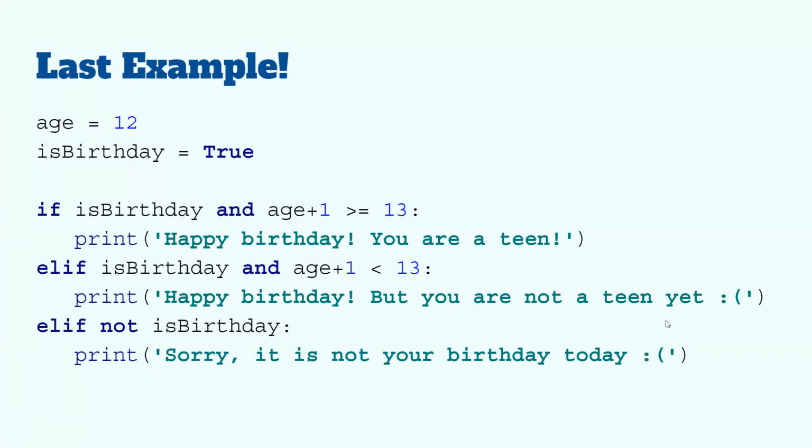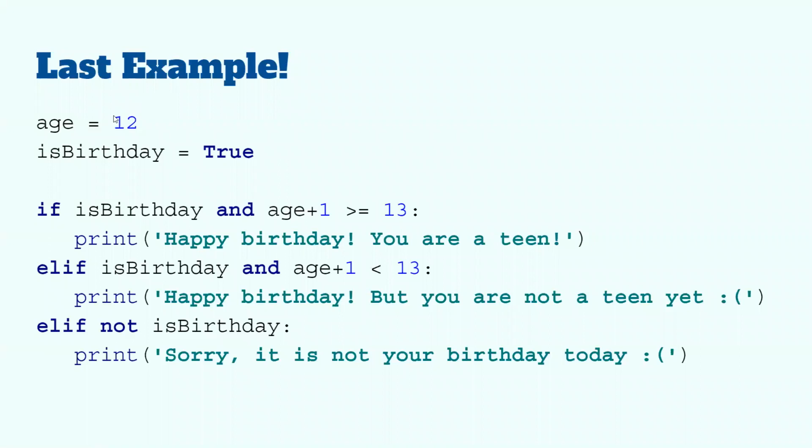Okay, and this is a pretty practical example of how we use conditionals and logical math Boolean operators together. So we have age equals 12 here, and then is birthday equals true. So let's look at the first one. So if is birthday, and we know this is and here, remember for the and, both sides have to be true. So that means is birthday has to be true, and along with all of this, this mathematical comparison has to be true as well. So birthday is true, right? That's good. So let's check the other one.